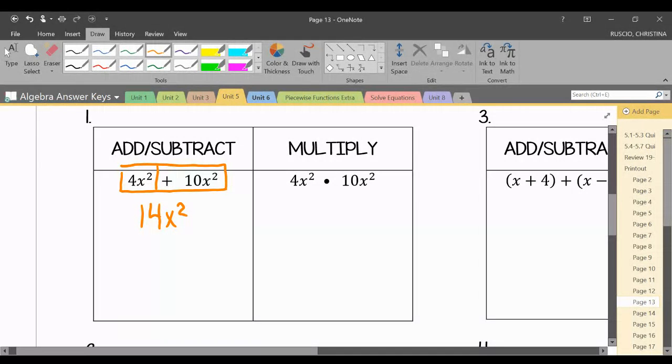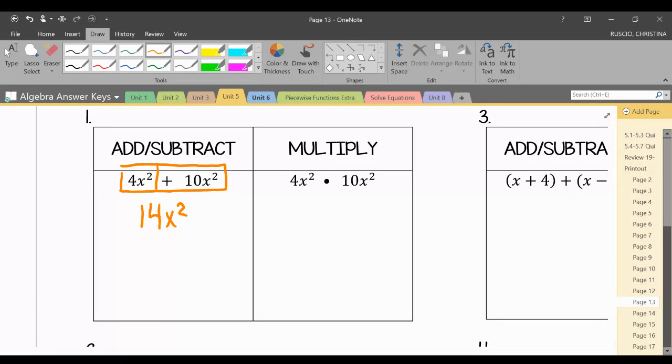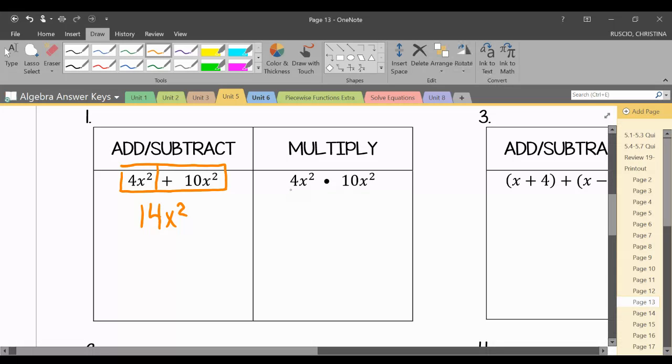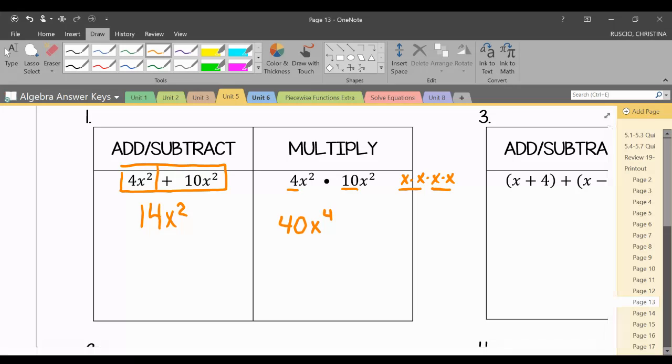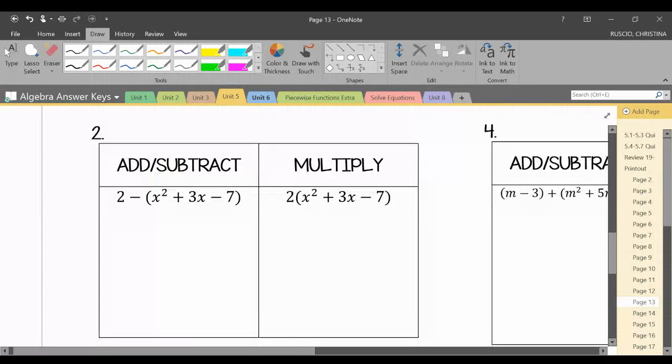However, when we're multiplying, the exponents will change. So we're still going to multiply 4 times 10, which is 40, but x squared times x squared is really, well, that's x times x times x times x, which is x to the 4th power, right? Because x squared is 2 x's. If you multiply all of them together, there's going to be 4 of them total, 4 being multiplied by one another.